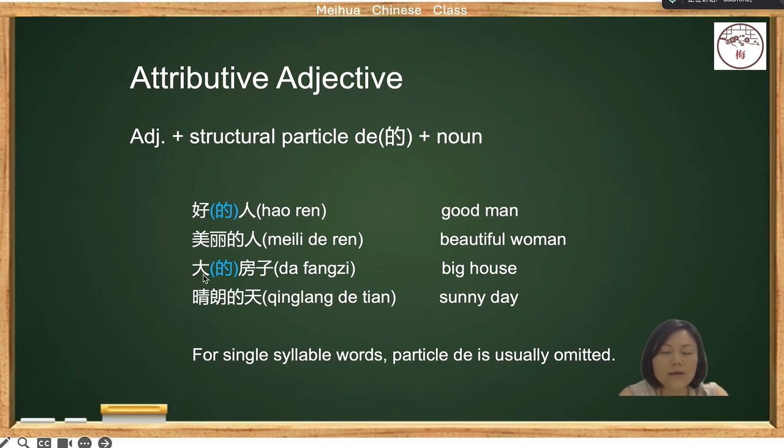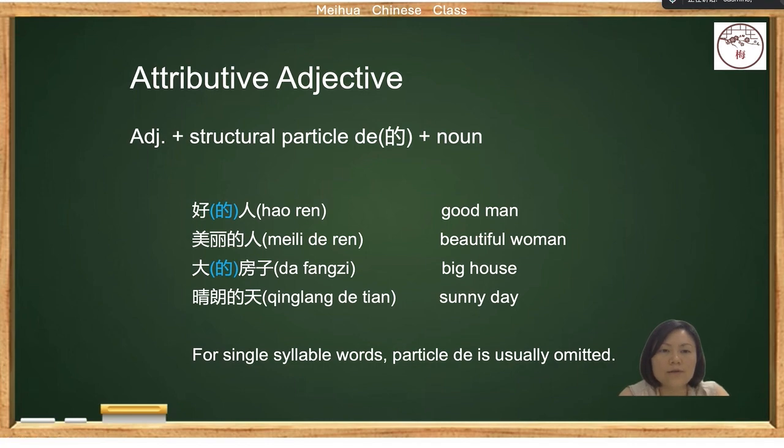Actually, for single syllable words, single syllable adjective, for example, 好 or 大, it's one single character, right? This word, it is a word, but it's a one syllable word, or it's one character word. So usually we can omit the particle. But for two characters word or more characters word, usually we should have this particle. We don't ignore it. So this is quite simple.